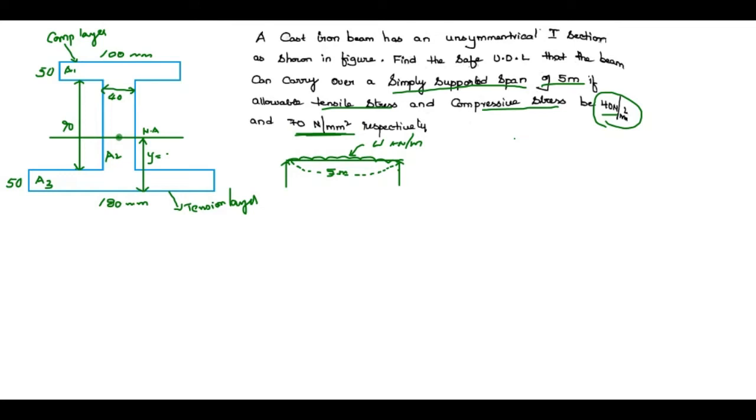So this is a simple problem which involves the use of the bending equation. We know what the bending equation is, right? What is the bending equation? M by I is equal to F by Y is equal to E by R. Now, in order to solve this problem, the first two terms of this equation are sufficient. So let us see this.